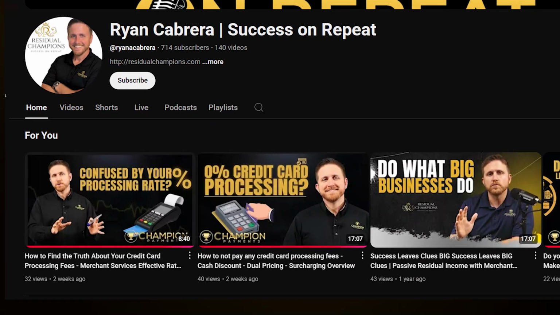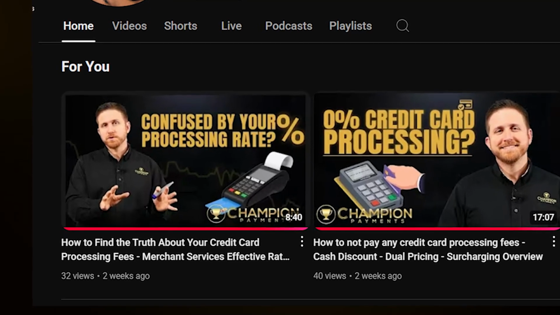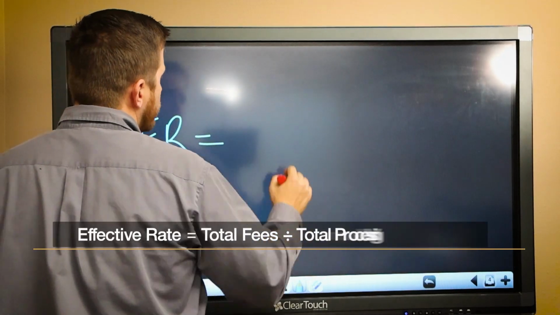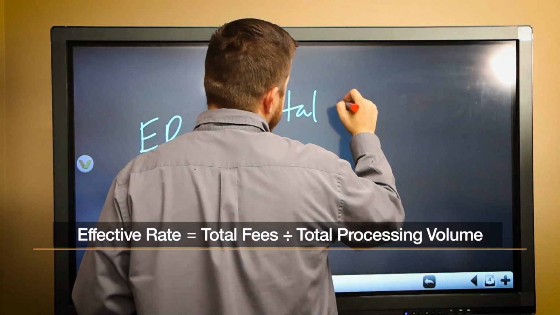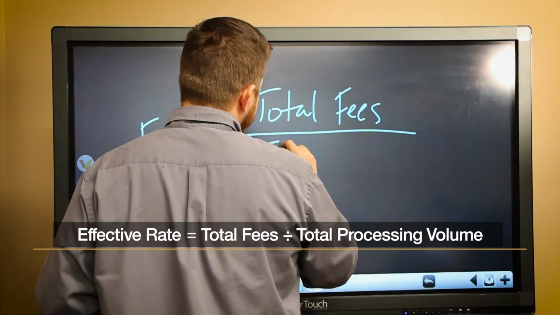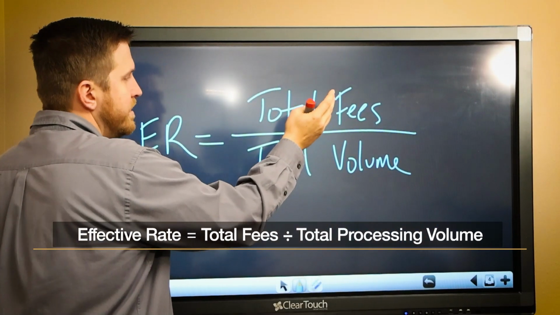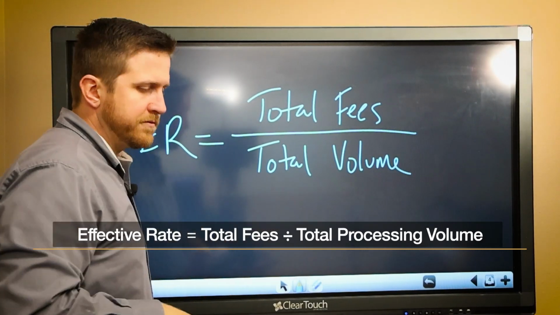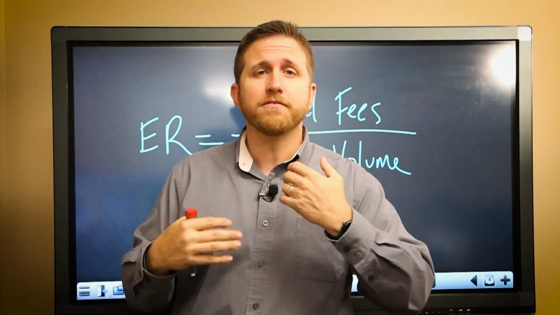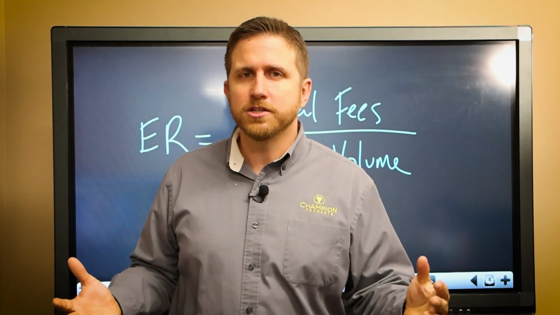Now, I've done a video on the effective rate before, and you can go check that out if you want a little bit more detail, but let me just give you a quick equation of how to get your effective rate. We'll call it your ER, your effective rate, equals your total fees for processing, so don't include software fees or anything like that, over total processed volume. And we'll put total volume. So you divide your fees by your volume, that gives you your effective rate. Sometimes it can be more complicated, reading a statement to figure out what those numbers actually are. But this is the basic equation to find your effective rate.